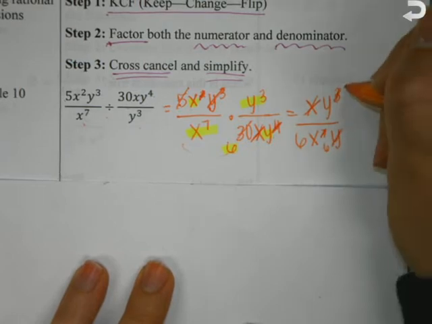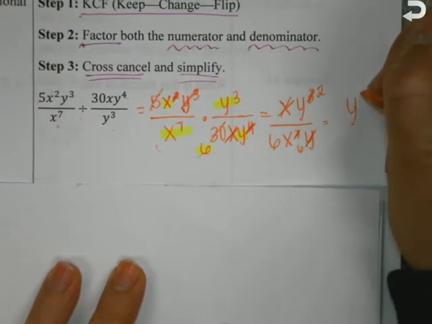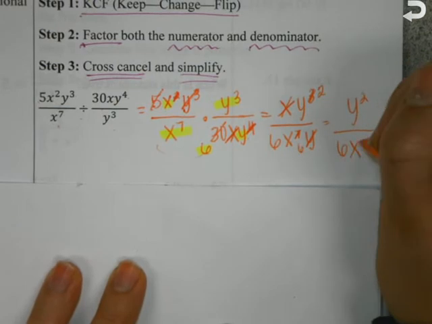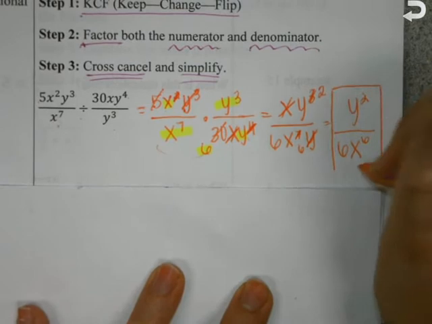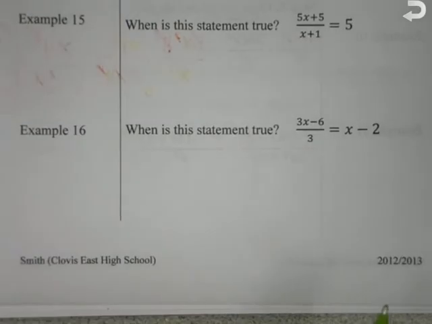Okay. So I'm skipping around just a little bit. So this is not really example 15, it's example 11. When is this statement true? So we need to check to see if this statement ever comes out to be true. 5x plus 5 all over x plus 1 equals 5.